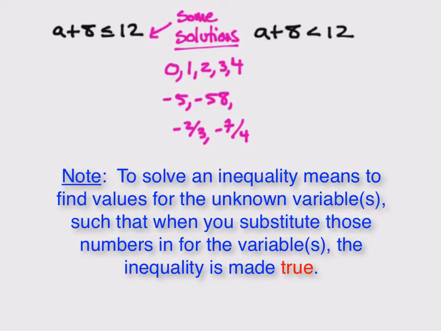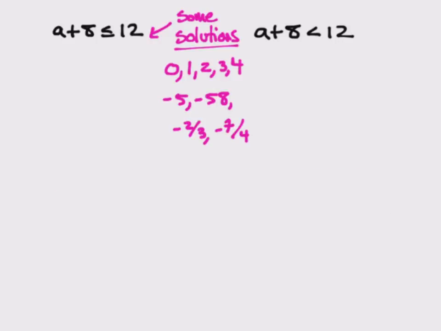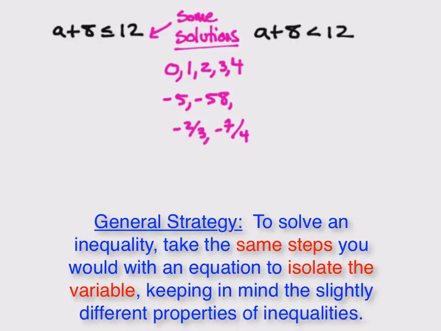And now the question is, how many solutions will an inequality have? Well, I think we can go on and on and on forever coming up with solutions to this inequality. So how do we capture all the solutions to this inequality? Our general strategy is to solve an inequality: take the same steps you would to isolate your variable as you would in an equation, but of course keeping in mind these slightly different properties of inequalities.